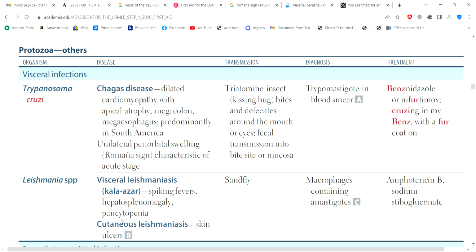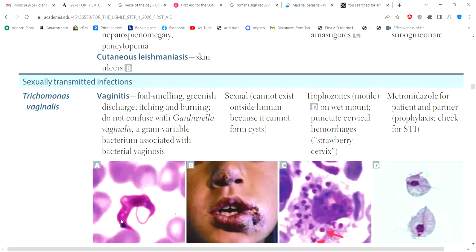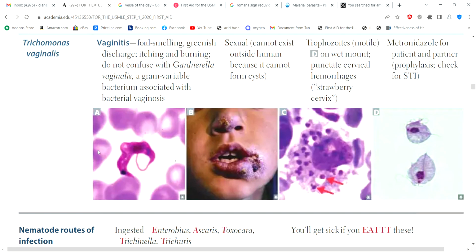Diagnosis is by trypomastigotes in the blood smear, which is A right here, figure A, trypomastigote. Diagnosis by blood smear. Trypanosomes may be seen within the cardiac myocyte or heart biopsy.